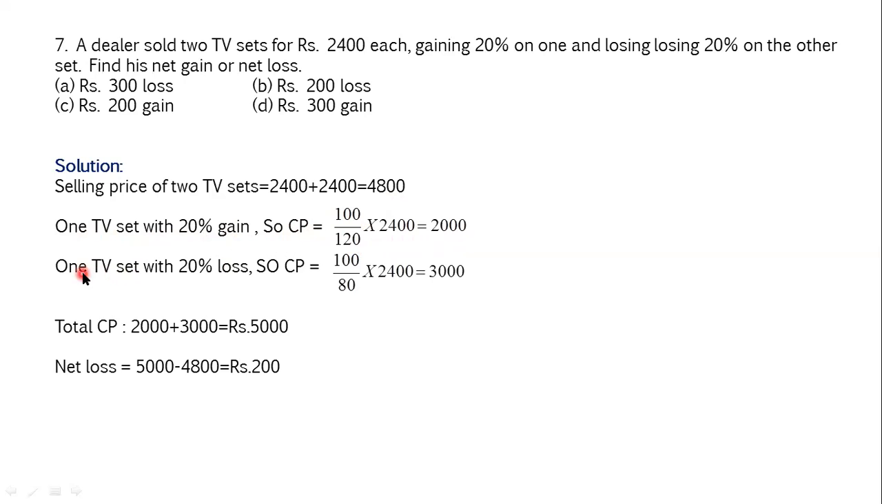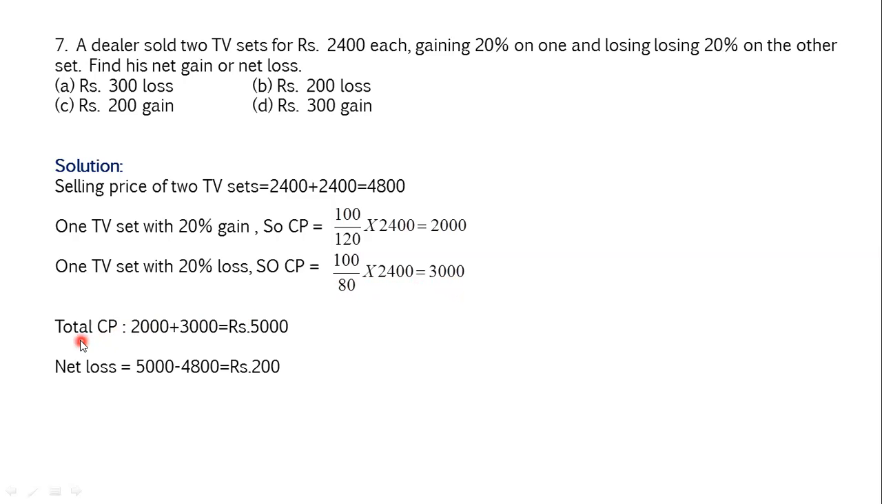Right? Now, another TV set. He is selling it at a 20% loss. So CP will be what? 100 upon 100 minus percentage loss. So 100 upon 100 minus 20, it is 80 into 2400. So in that, cost price will be 3000.